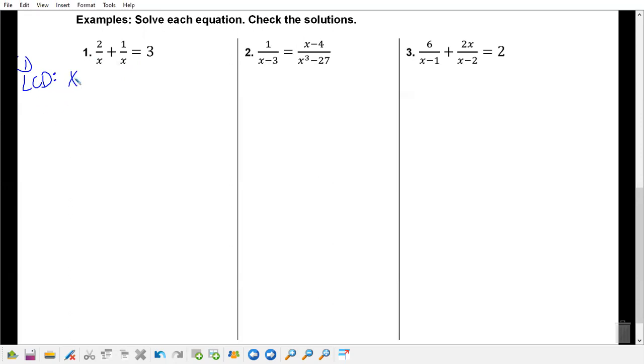So that means I'm going to multiply every term by x. So that's going to give me x times 2 over x plus x times 1 over x equals x times 3.